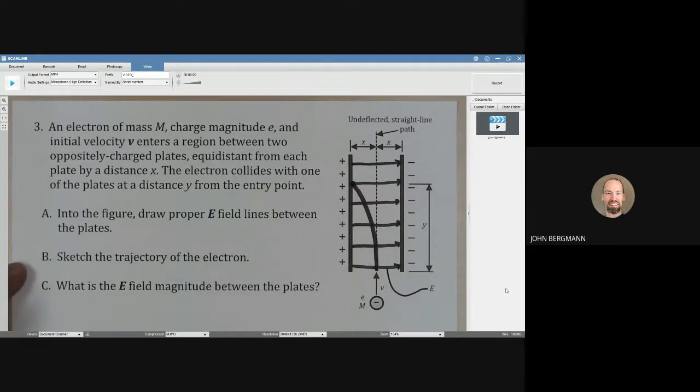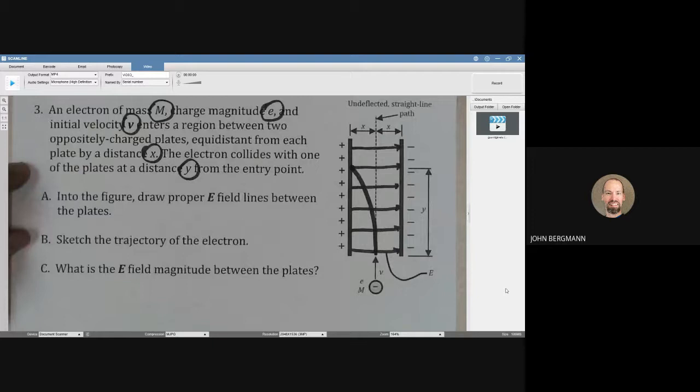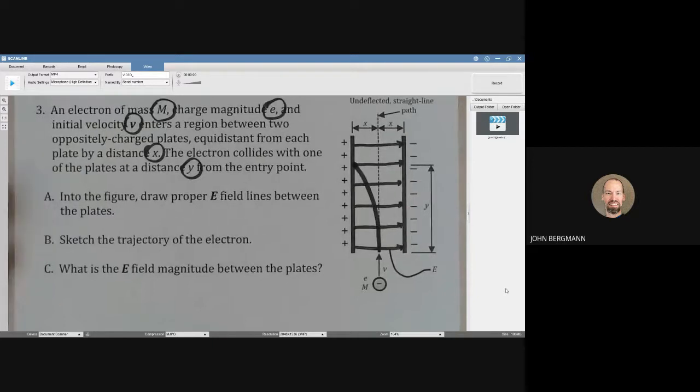What's the electric field magnitude between the plates? Well, we know what the charge is. We know what the mass is. We know the initial velocity. We know the distance x, we know the distance y. So if we know what those are, what's the electric field magnitude? Well, let's see if we can make head or tails out of this. I'm thinking that the force that this electron is going to feel is going to equal its charge times the strength of the field, which we don't know, but the charge is little e. So we've got that much.